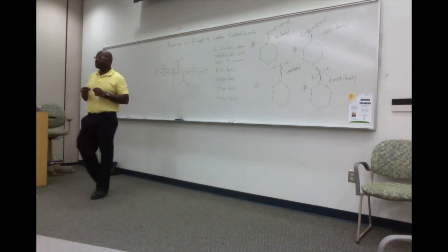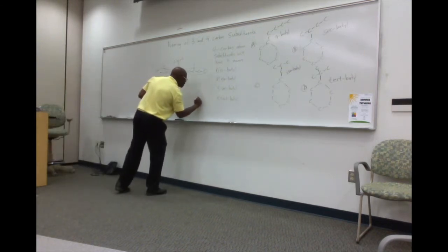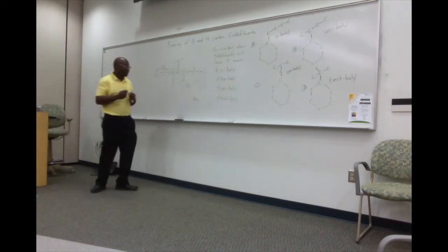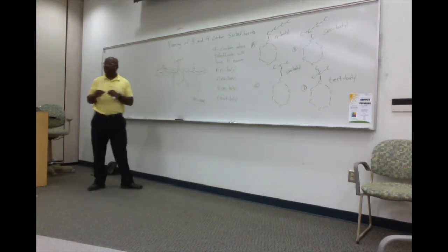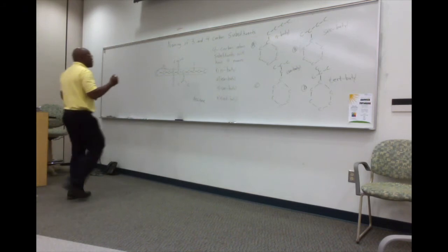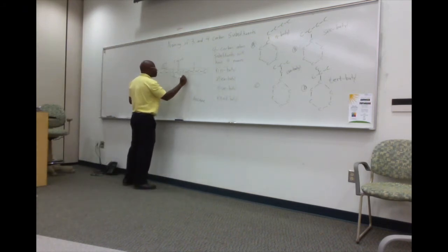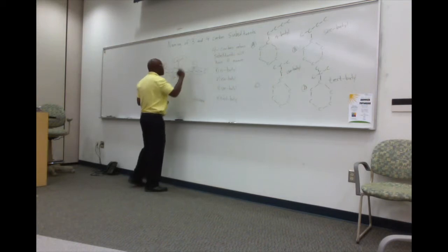What name goes with ten? Dec. What type of carbon bonds do I have? Singles. So I get A, N, E: decane. Next, I will do what? Box any group that's not part of my longest carbon chain. Box it as a whole unit, not pieces.